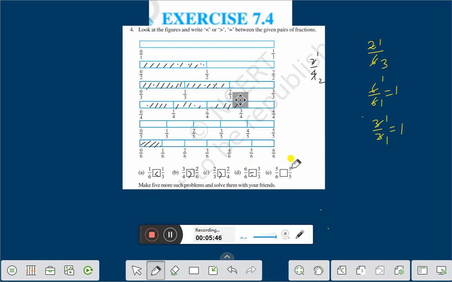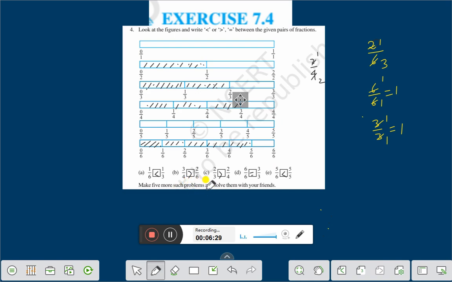Right, now 5 by 6 and 5 by 5. Here you see also the numerator is the same, right? If the numerator is the same, the fraction with the smaller denominator will be greater. That means 5 by 6 is less than 5 by 5. Or from the figure you can say that 5 by 6 is this part up to here. From here to here is 5 by 6. If I take 5 by 5, that is from here to here, that means this one is greater, right? That means 5 by 5, which is equal to 1, is greater than 5 by 6, right?